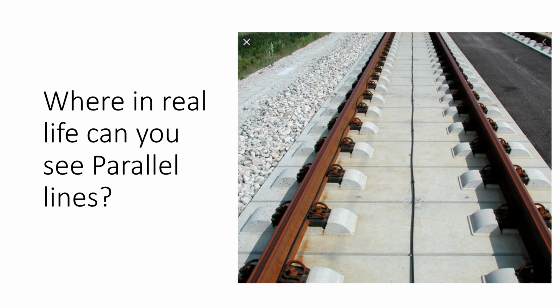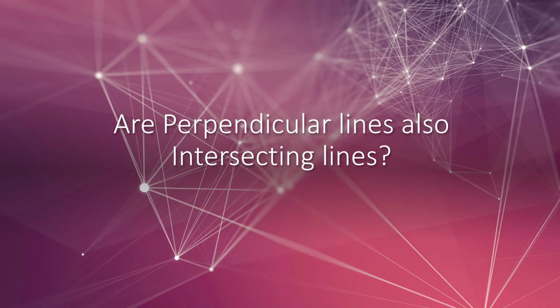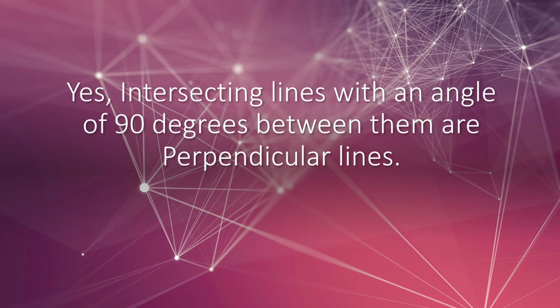Where in real life can you see parallel lines? The railway tracks. The railway tracks never meet each other. They are always parallel to each other. This is the best example of parallel lines. Here's a question for you to think. Are perpendicular lines also intersecting lines? Yes. Intersecting lines with an angle of 90 degrees between them are perpendicular lines.